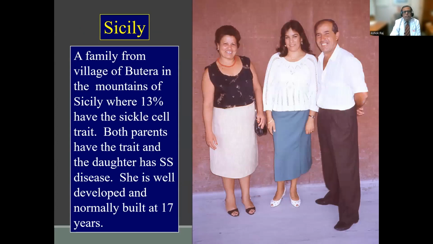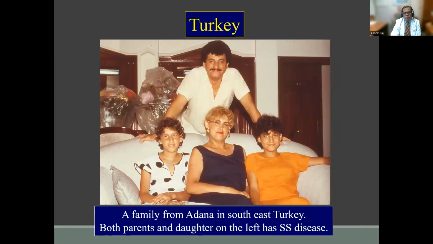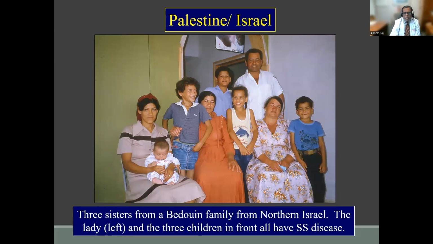This is a picture from Sicily, a village of Butera in the mountains of Sicily, where 13% of the people have sickle cell trait. Both parents in this picture have the trait and the daughter has SS disease. This is a picture from Turkey, a family from Adana in southeast Turkey. Both parents and the daughter on the left have SS disease. This picture is from Palestine, Israel, where 3 sisters from a Bedouin family from northern Israel, the lady on the left and 3 children in the front, all have SS disease.